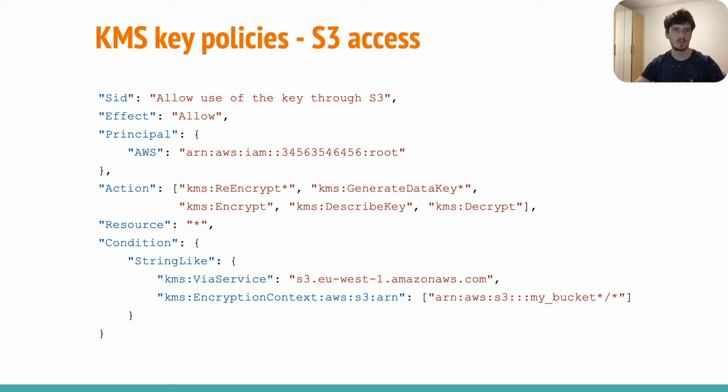The two strings, via service and encryption context, are added automatically by Amazon when there's a request to read or write on an S3 bucket which is configured to use a particular KMS key. And within there, you can add the object ARN.